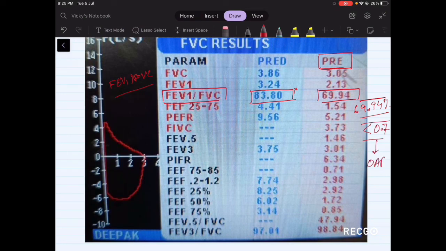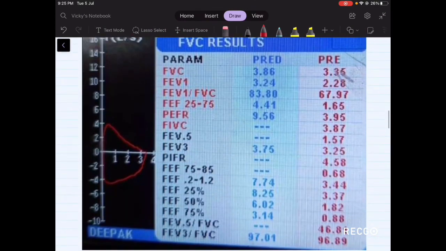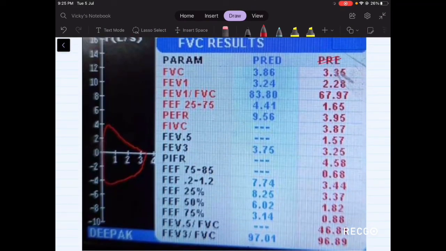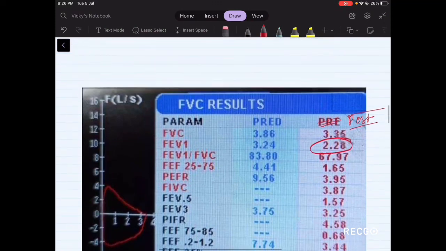Now what is the next step? The next step is, you can calculate the severity of the obstruction. Or the next thing is, you have to differentiate obstructive airway disease between COPD and bronchial asthma, right? So the next thing is, you do bronchodilator reversibility. So after bronchodilator reversibility, this thing comes. This is not pre, this is now post, right? Post bronchodilator. So here now we have to see FEV1, right? And this was the previous FEV1, 2.13, right?